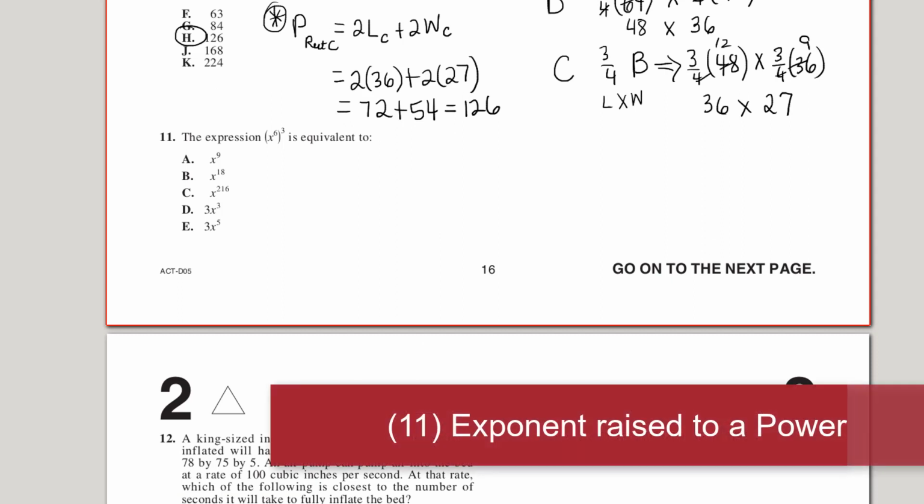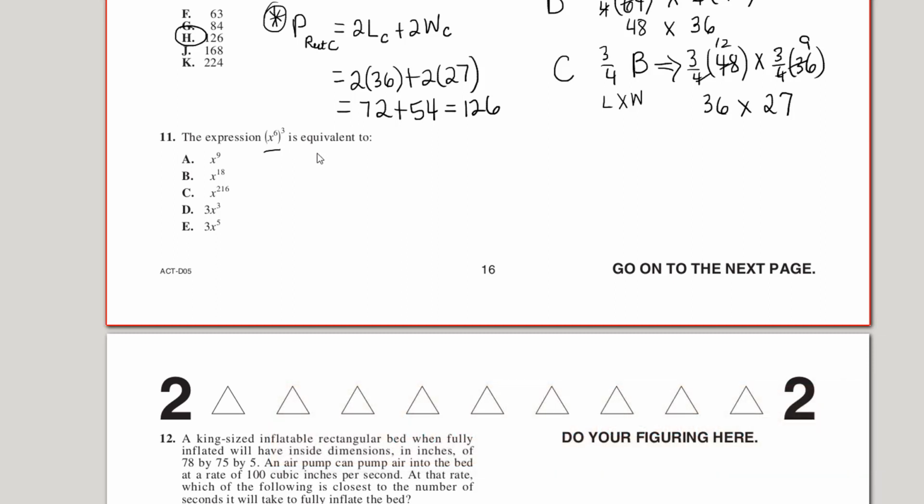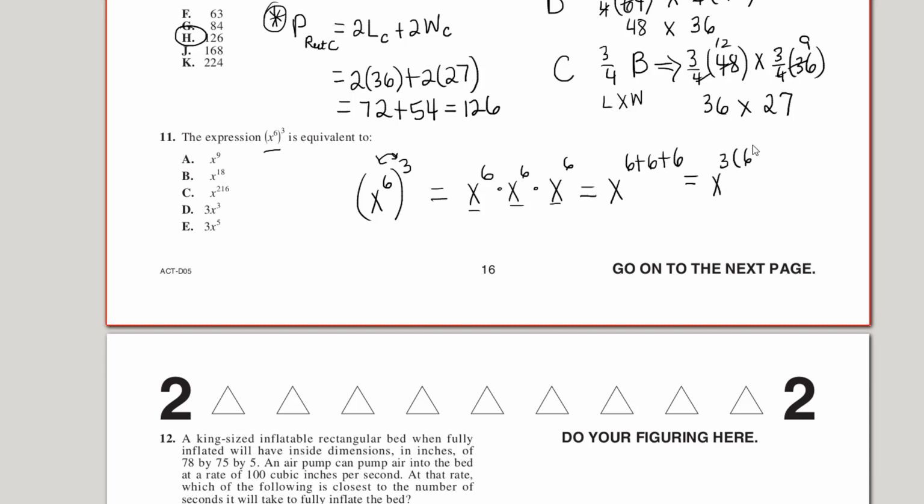Question 11, they are asking us to simplify the expression x to the 6th raised to the 3rd. It is equivalent to what? When we have a variable raised to an exponent raised to a power, what do we do with these values of 6 and 3? Well, just remember that this is the same as x to the 6th times x to the 6th times x to the 6th, and when we multiply variables of the same base, we add the exponents. That's the same as x to the 6th plus 6 plus 6, which is x to the 3 times 6, which is x to the 18th. That is our answer. It's going to be choice B, x to the 18th.